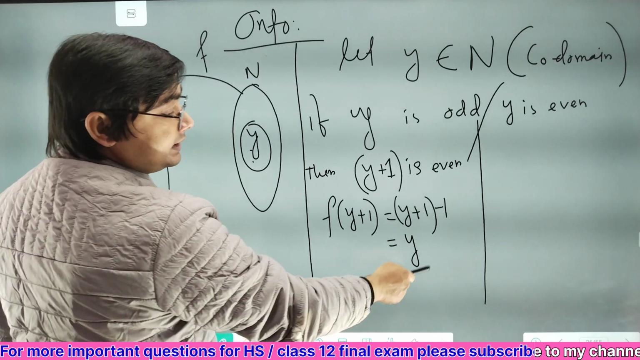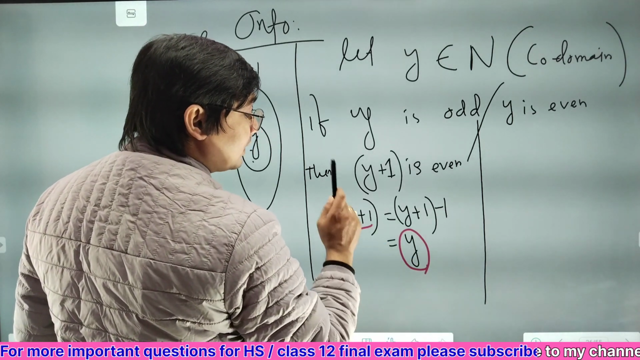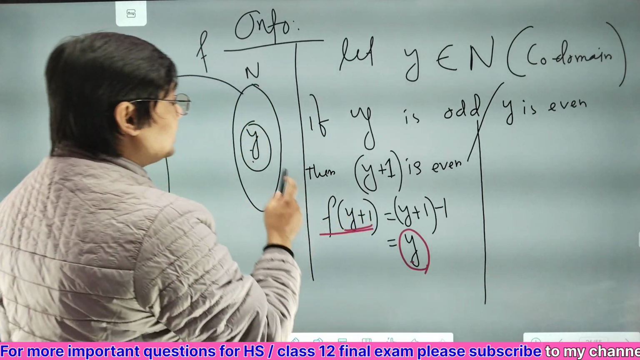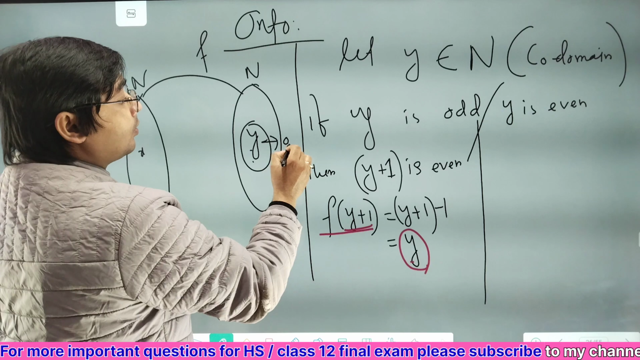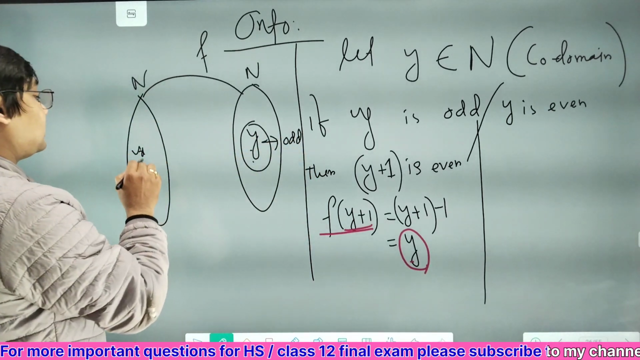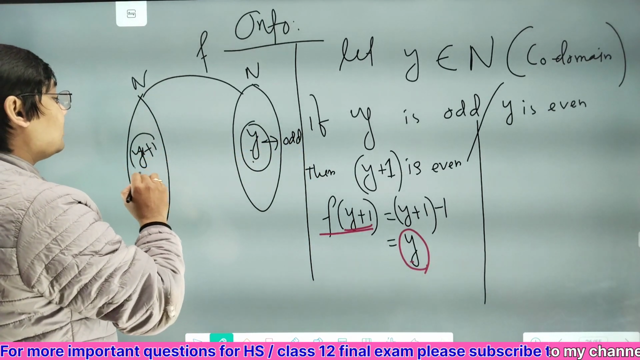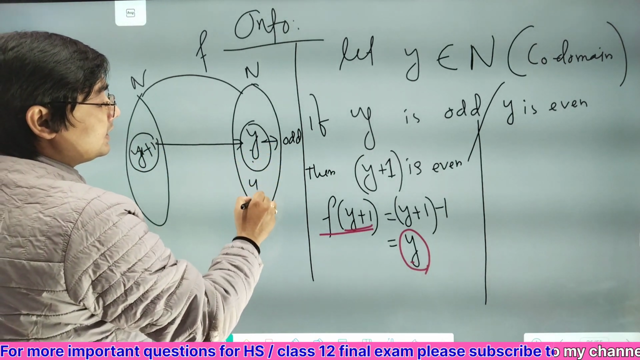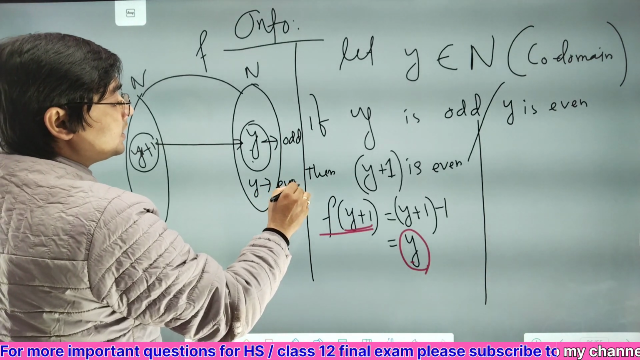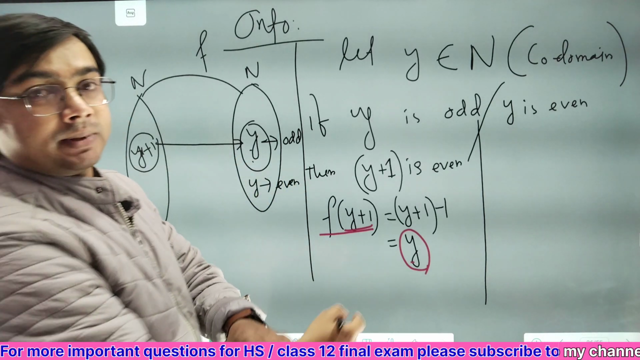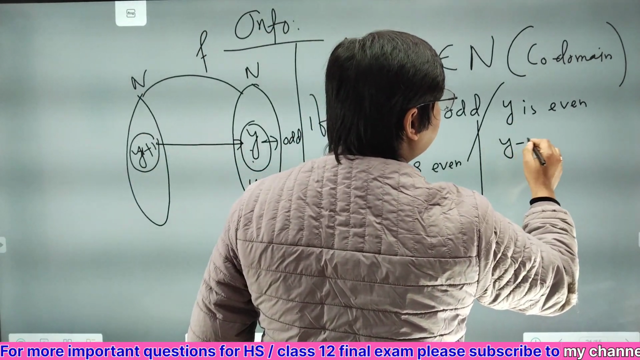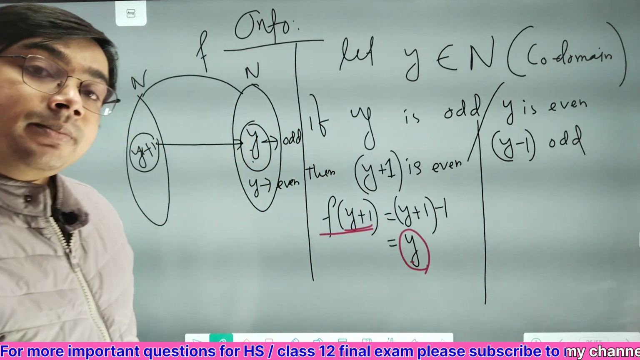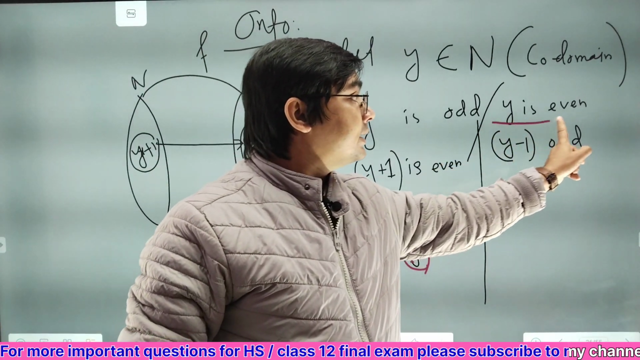That means for this y there exists a y plus 1 such that f of y plus 1 is equal to y. So for odd y, we get y plus 1 as an element that is related to it. Now if we consider y even, then what happens? If y is even, then y minus 1 will be odd, because we considered y even.